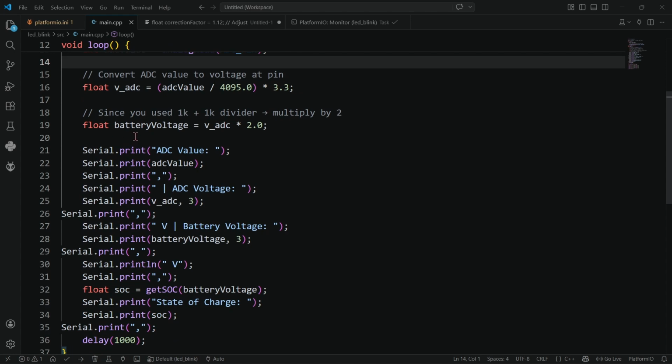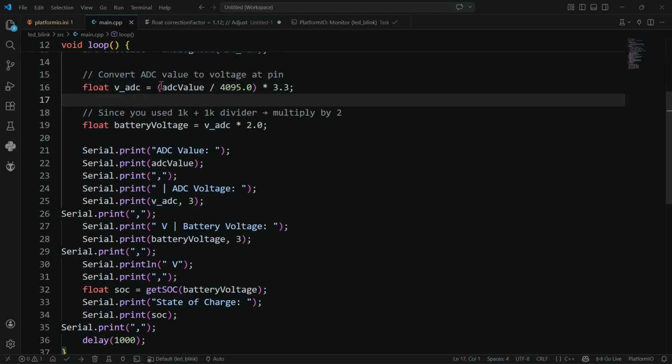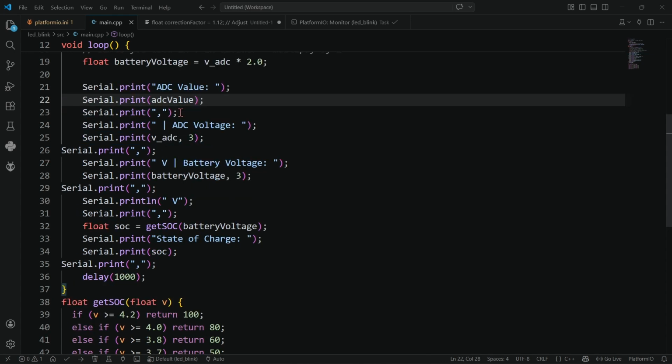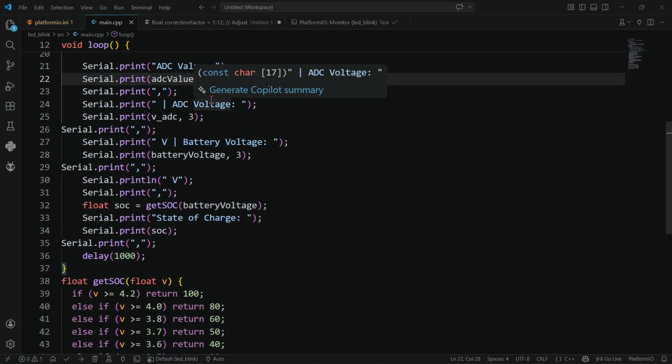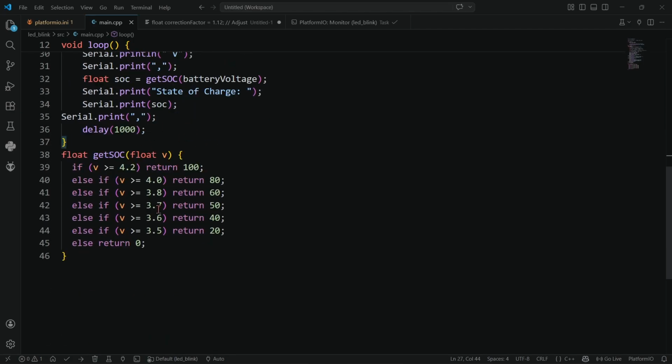Since we have used the voltage divider with similar resistors, that is 1k plus 1k, it divides the voltage by 2. So now to get the actual battery voltage, we have to again multiply the voltage which we are getting here by 2. Okay, after multiplying the voltage, we print all these values: ADC value, voltage value and battery voltage.